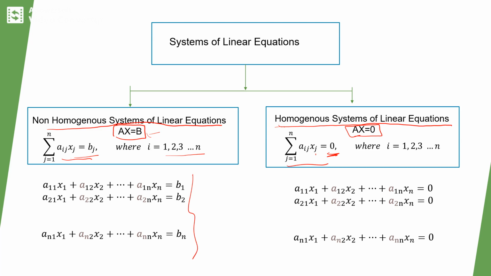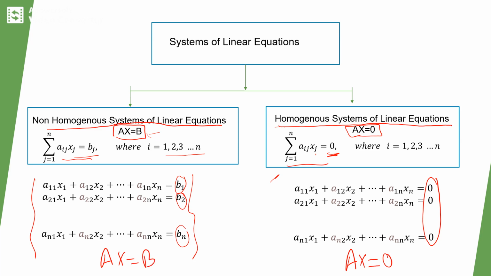So if the system is non-homogeneous, we write it in that form. Here b1, b2, b3, bn are not equal to 0. And if the system is homogeneous, the right hand side, that is b, is 0, or we can say the system is Ax is equal to 0, and that system is Ax is equal to b. The coefficient of the constant matrix in the homogeneous system is 0. So the system becomes homogeneous, otherwise it is a non-homogeneous system.